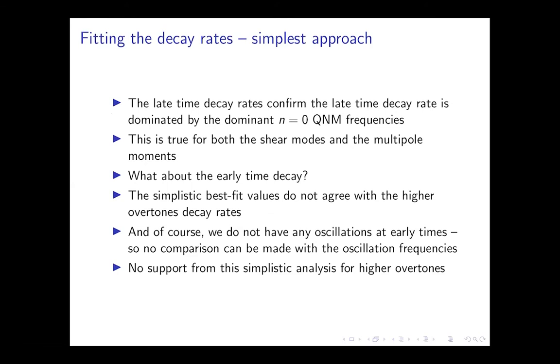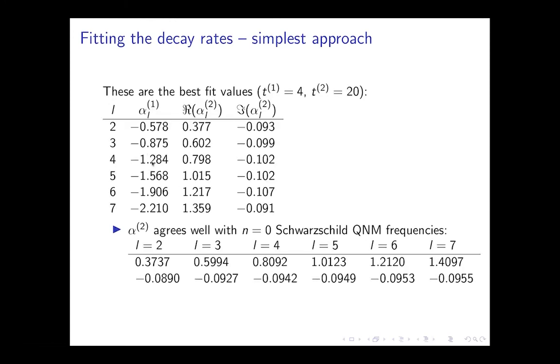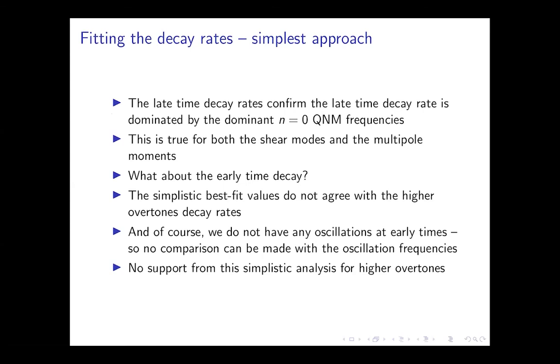Now, that is an interesting question here, right? We want to see whether, in this table, the alpha 1 corresponds to any of the higher overtones. It would be nice if they did, but sadly they don't. At least from this first simple analysis, you see that these best fit values do not agree with the higher overtone decay rates. If you look at the publication, you'll see the tables, and you can confirm this for yourself. So from this simplistic analysis, we have no evidence for any higher overtones just after the merger. Right? So that is the first thing.